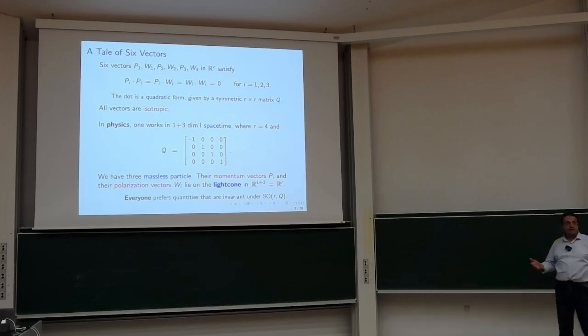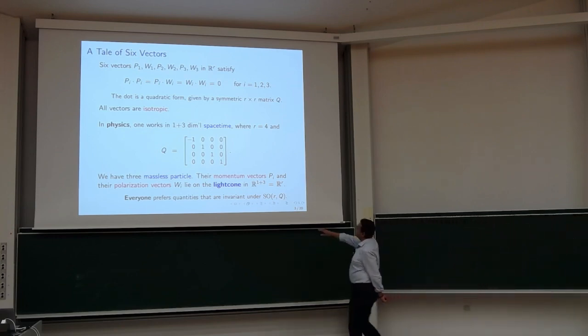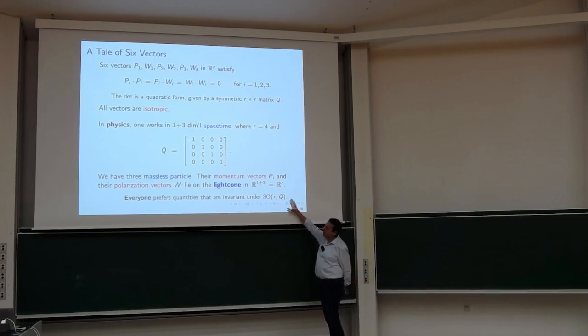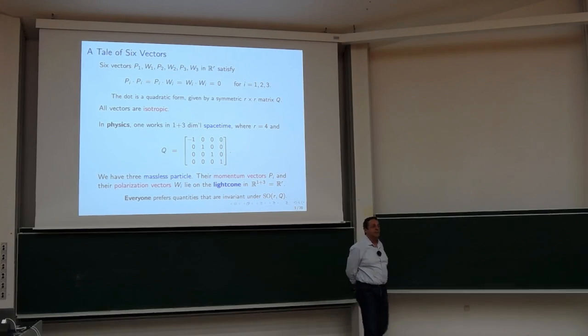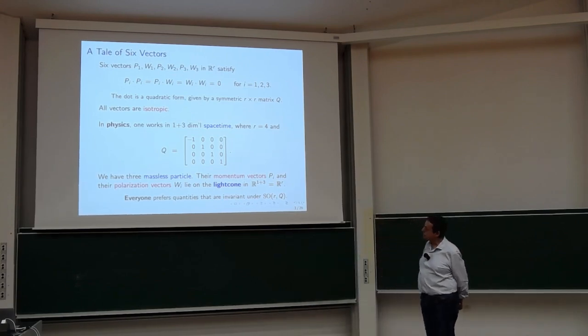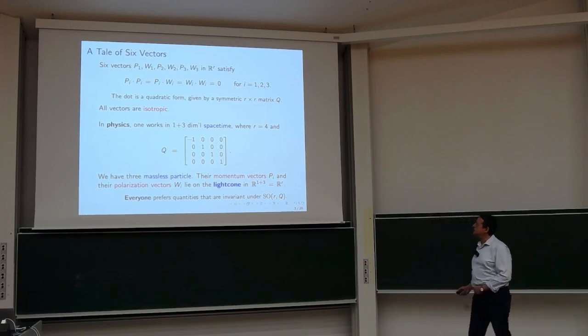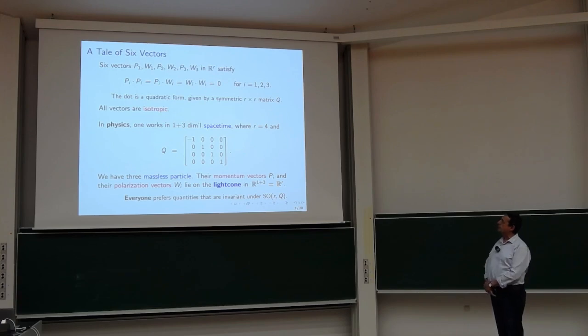Now in mathematics, physics, and many applications, we maybe don't care so much about the vectors themselves and their coordinates, but we really are interested in geometric or physical quantities, so we're interested in quantities that are invariant under the relevant symmetry group. The symmetry group here is the special orthogonal group, so these are r by r matrices that preserve the quadratic form.